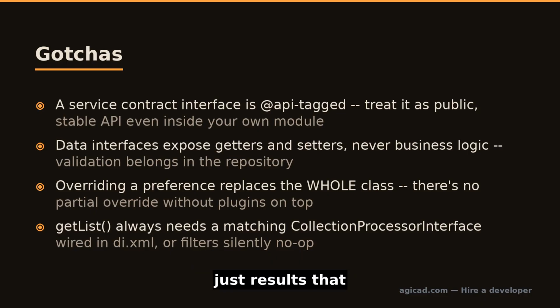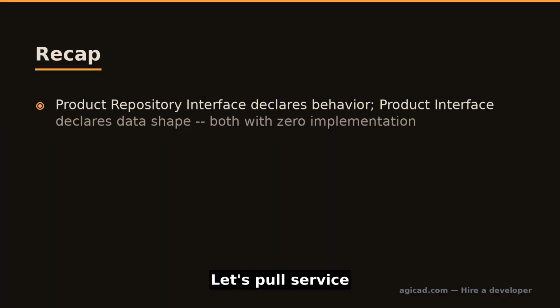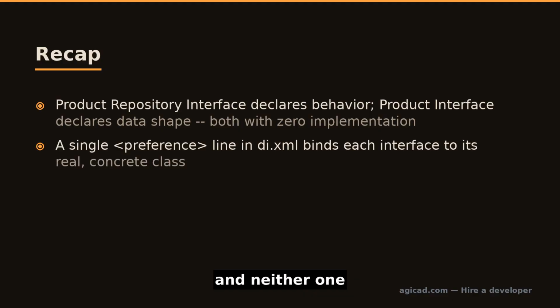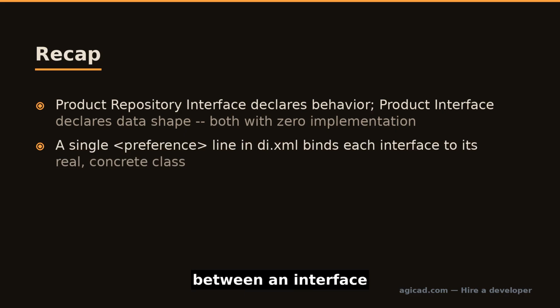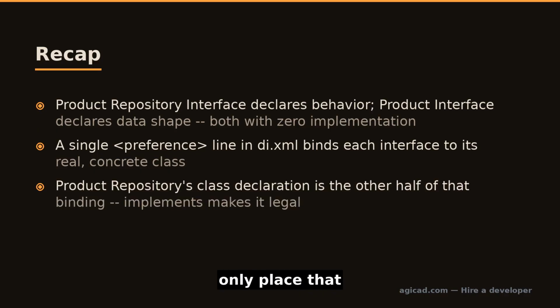Let's pull service contracts back together. Product repository interface declares pure behavior, product interface declares pure data shape, and neither one contains a single line of real implementation. A preference element in di configuration is the entire binding between an interface and its concrete class. One line, in one file, is the only place that decision lives. Product repository's own class declaration is the other half of that agreement, since implementing the interface is what makes the binding legal in the first place.